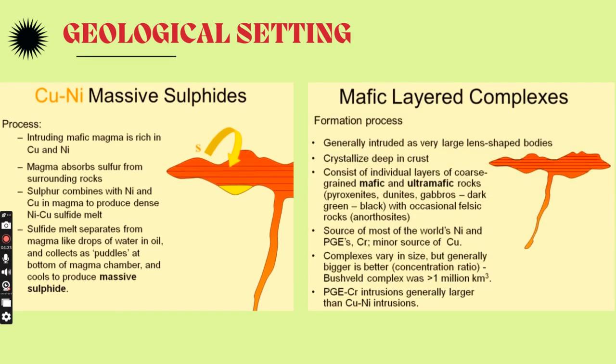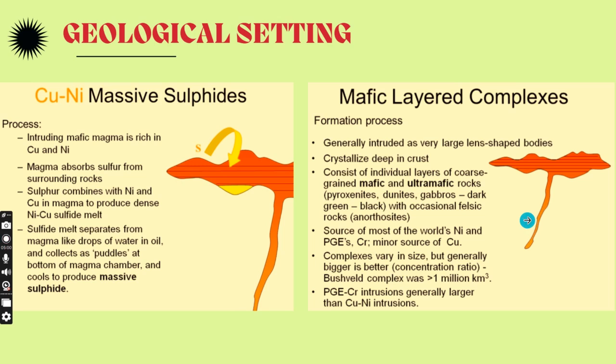Now the geological setting, this is quite interesting. First, see magmatic layered complex. What are they? Because magma can also show stratification. Yes, of course, layering is possible, because generally layered intrusive complexes occur as very large lens-shaped bodies, as it is showing here.